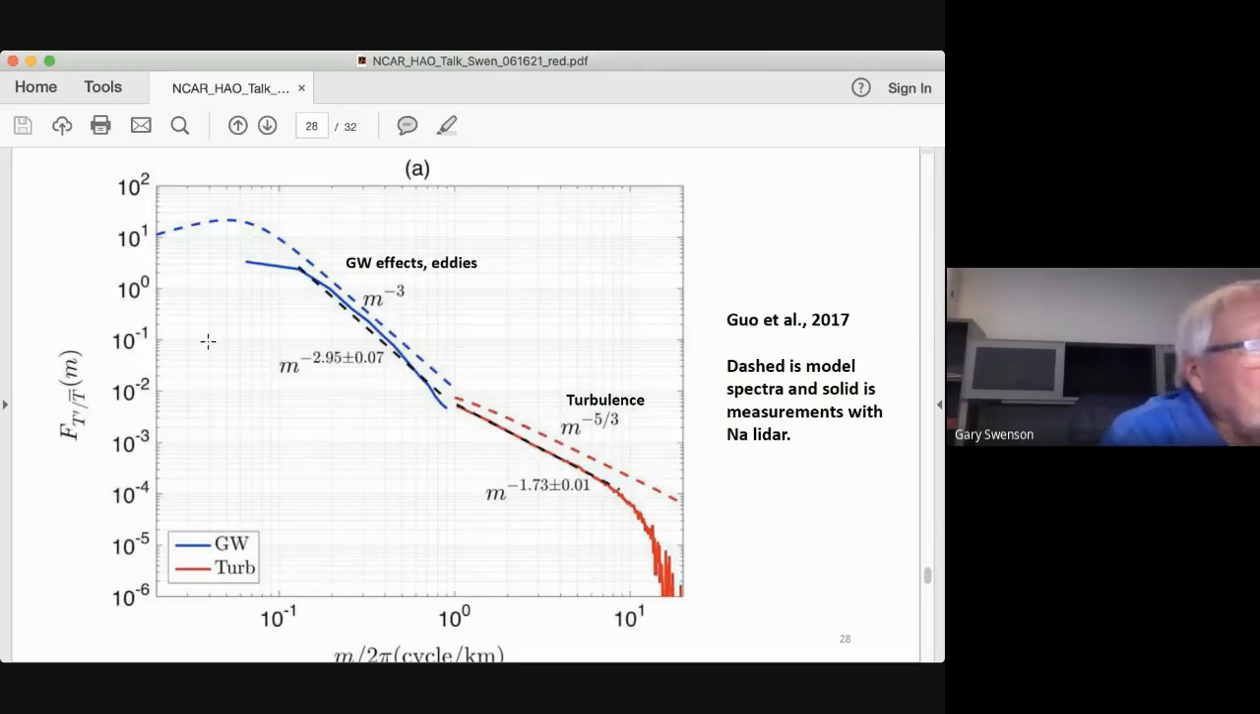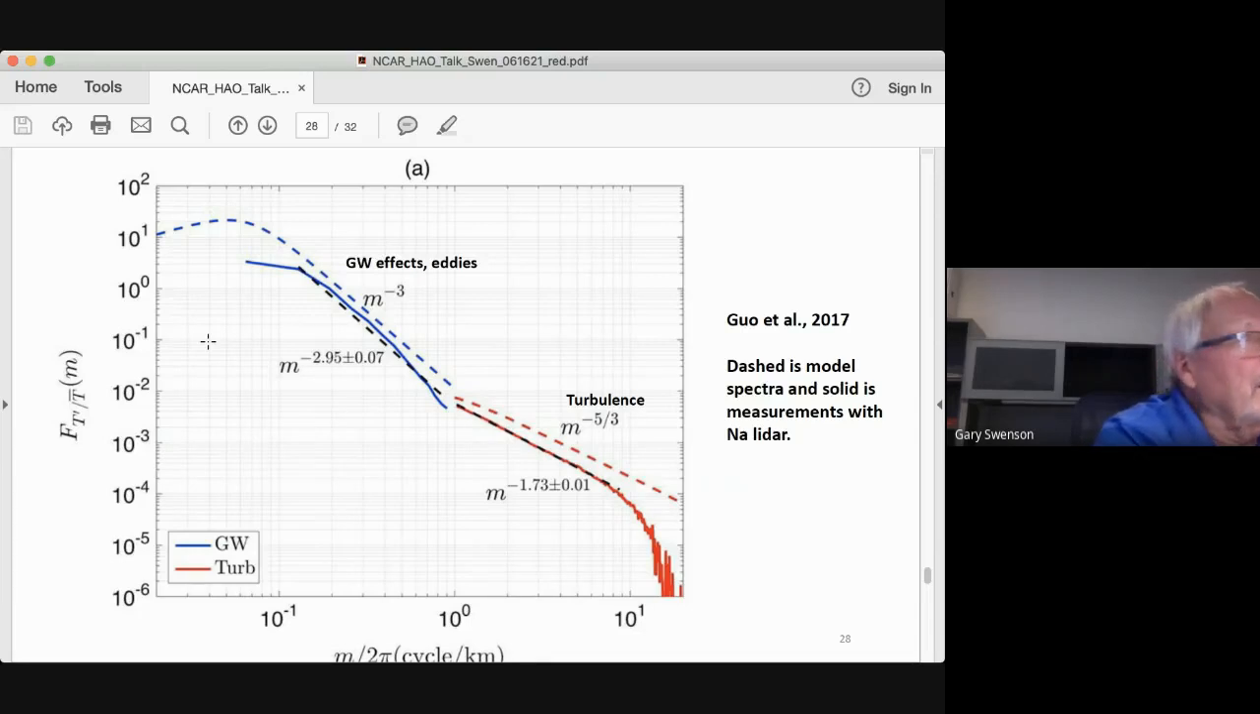So one of the analyses was done by Guo et al. It was published in 2017, and I think this was the first measurement of turbulence and gravity wave spectrum from LIDAR that was done in Chile. What it shows here is the slope of the power in the spectrum of gravity waves, which separated primarily at the Brunt-Väisälä frequency for the larger scales from eddies above a few hundred meters, and those of turbulence less than a few hundred meters in spatial scale.